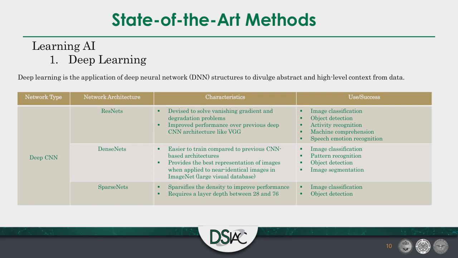And as you can see, the use case for these topologies is mainly in the perception realm, but they could also be used in many other problem domains as well. But their success is highlighted in these problem domains, as shown in the table. SparseNet sparsifies densities to improve the performance, but it requires deep layers, between 28 and 76 layers.